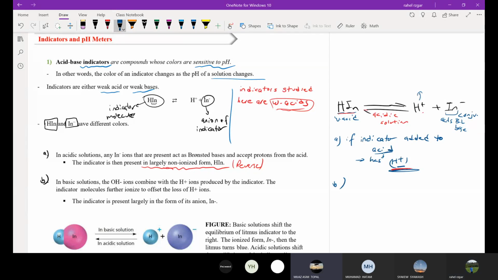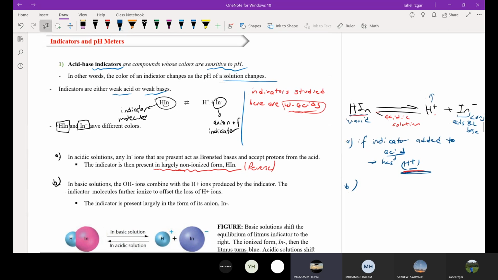HIN is a weak acid according to which rule? Arrhenius, Lewis, or is it just something that you have to know? We don't have a rule for this one. It's just a general formula. HIN is not a specific acid. HIN means an indicator. We have a lot of indicators, but the general formula is HIN. Did you get it?